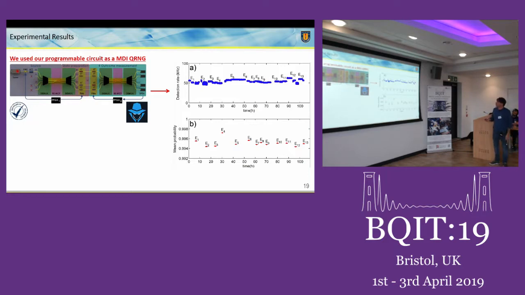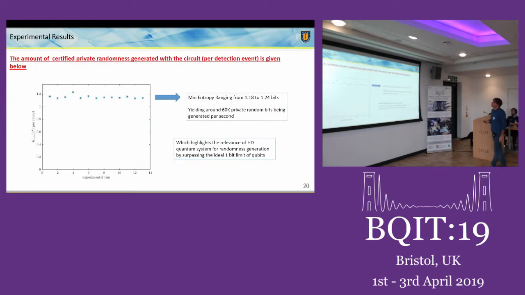This is some of the results we had. Typically, we had 50,000 kilocounts recorded per second. We were able to maintain a mean average visibility higher than 99.4% all the time. And here are some of the results.